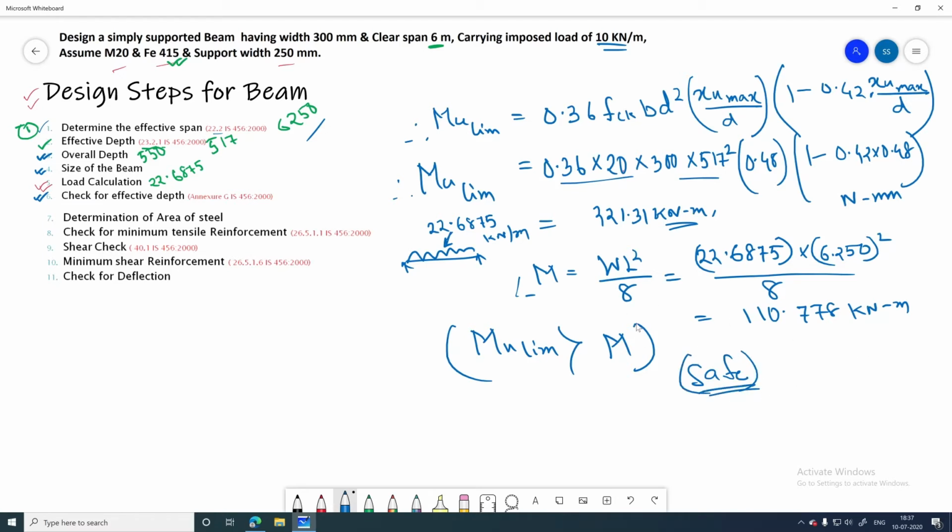Now if it fails, you need to change the dimensions, okay. So this is one process, or you can say one method to determine whether it is safe or not, or you can say it is under reinforced. Now the second method is, this is process 1. Now to check the effective depth, another way, that I am also showing.